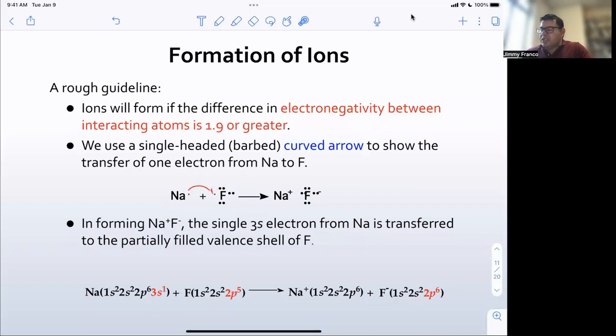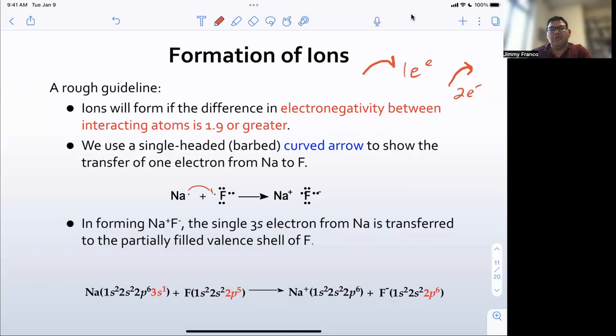If the electronegativity difference between the 2 atoms is 2 or greater, so higher than 1.9, we're going to transfer the electrons instead of sharing. All right, so that 1 valence electron is going to jump over. A curved arrow tells you the movement of electrons. If it's the barbed arrow, it's just 1 electron. If it's a double-headed arrow, it's 2 electrons. And we use both in this class.